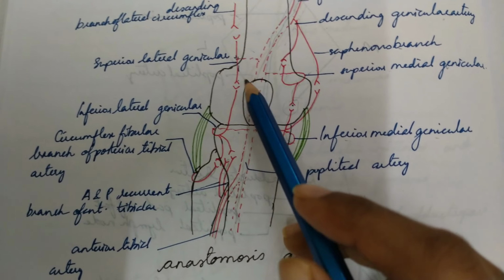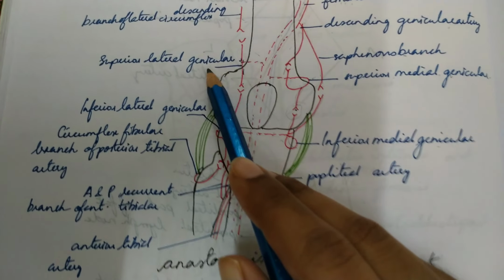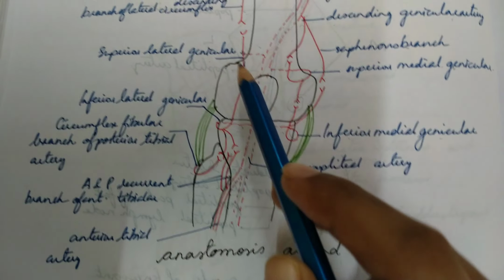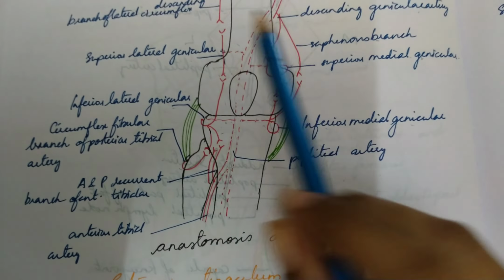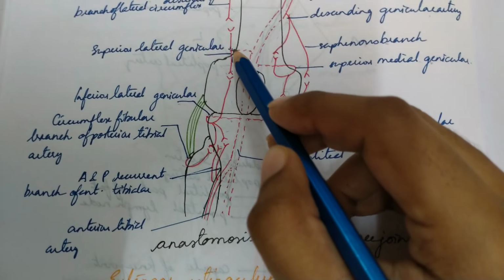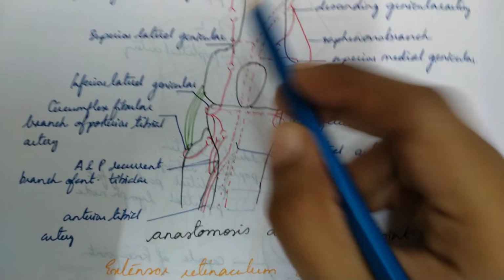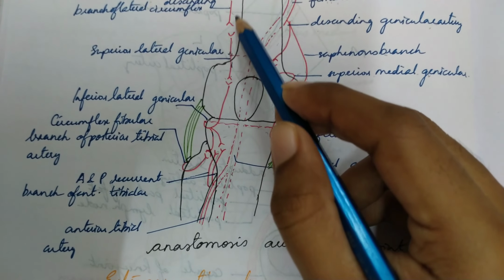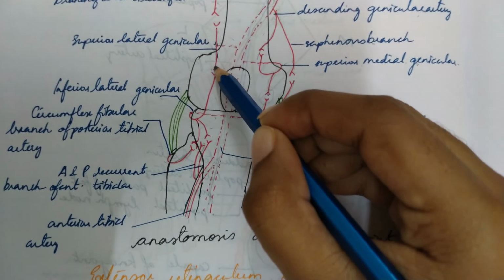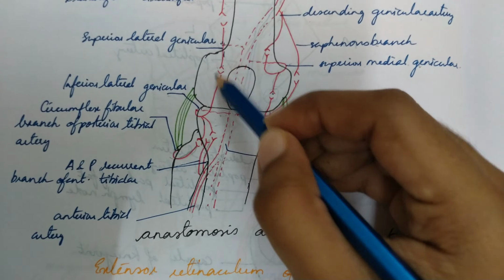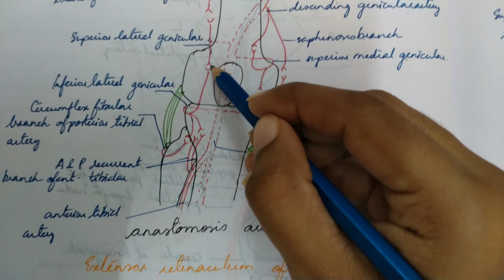Now coming to the lateral side, just like the superior medial genicular artery, the superior lateral genicular artery also divides into 2 branches. But the inferior lateral genicular artery divides into 3 branches. Now when you come to the superior lateral genicular artery, one branch ascends upwards and anastomoses with the descending branch of the lateral circumflex femoral artery. The second branch of the superior lateral genicular artery anastomoses with one branch of the inferior lateral genicular artery.